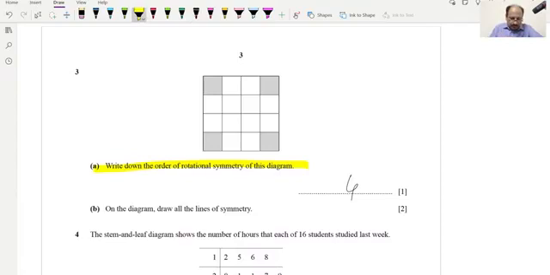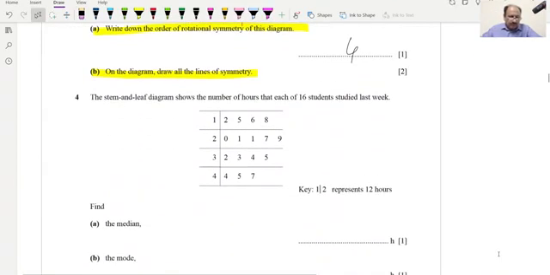And on the diagram draw all the lines of symmetry. So for lines of symmetry there will be 1 line of symmetry we can draw like this one, and the other line of symmetry we can draw like this, and the third line of symmetry we can draw diagonally, and the fourth line of symmetry we can also draw like this. So these will be the 4 lines of symmetry which we have drawn.